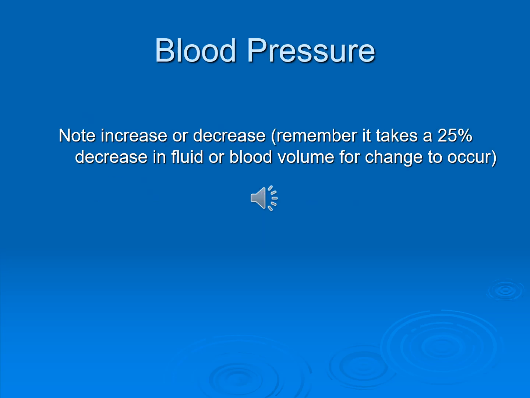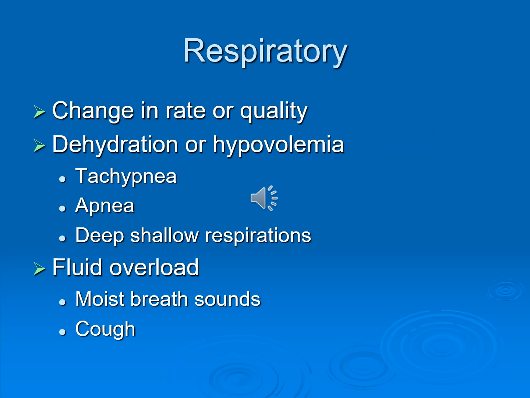You also want to note any increase or decrease in the blood pressure. So keep in mind that it takes a 25% decrease in fluid volume or blood volume for that change to occur. The respiratory system, you will note there will be a change in the rate or the quality. Dehydration or hypovolemia will show tachypnea, apnea, and deep, shallow respirations, whereas with fluid overload, you'll hear moist breath sounds and a cough.